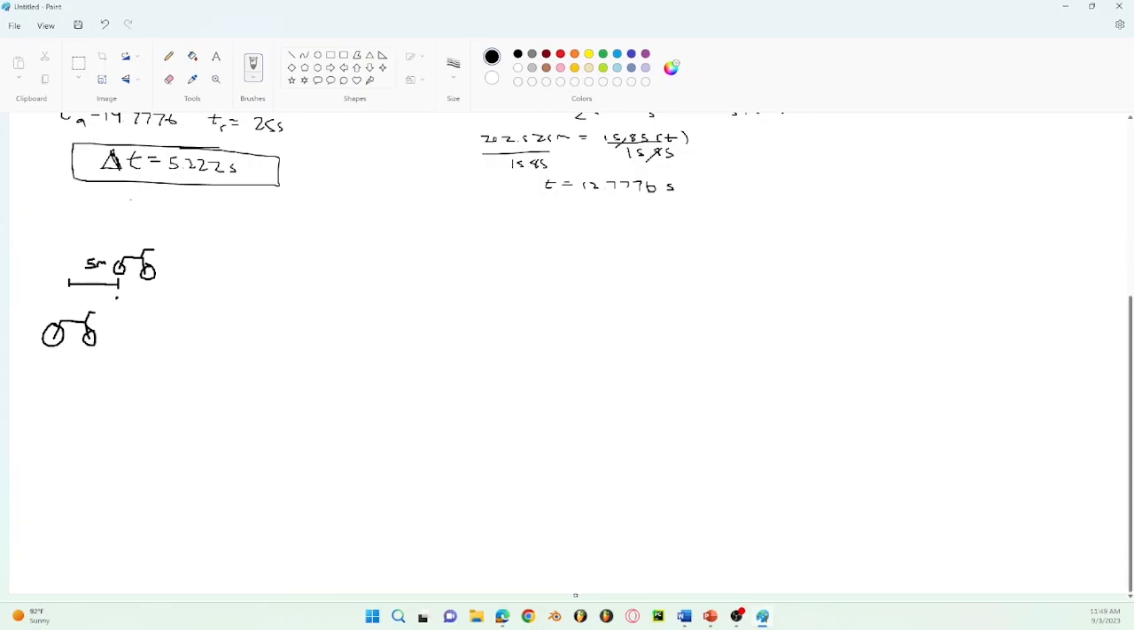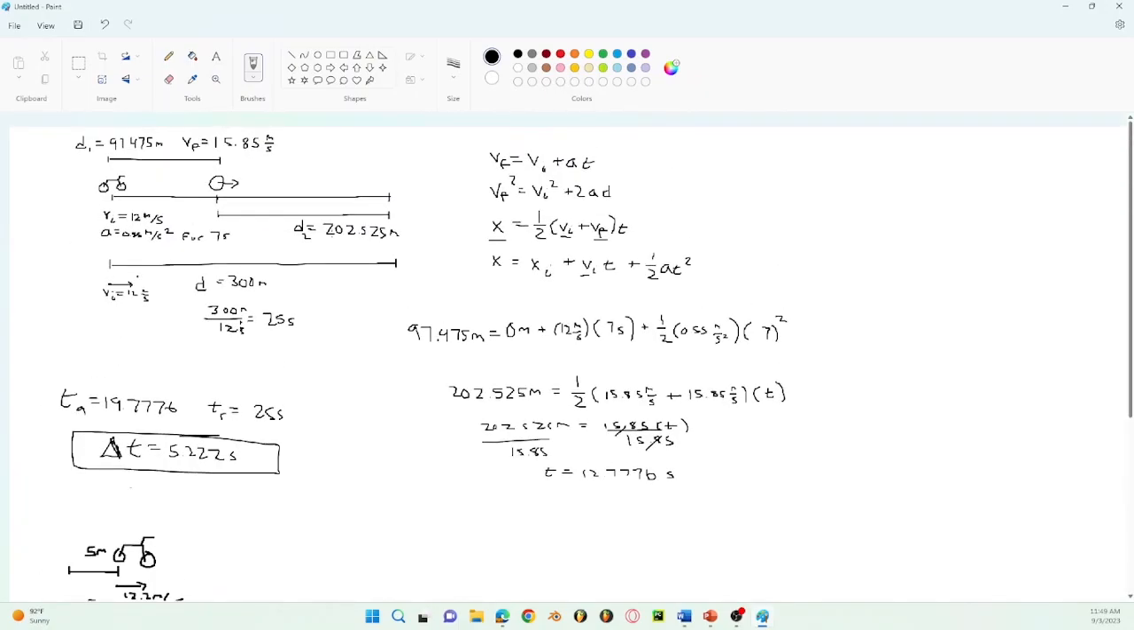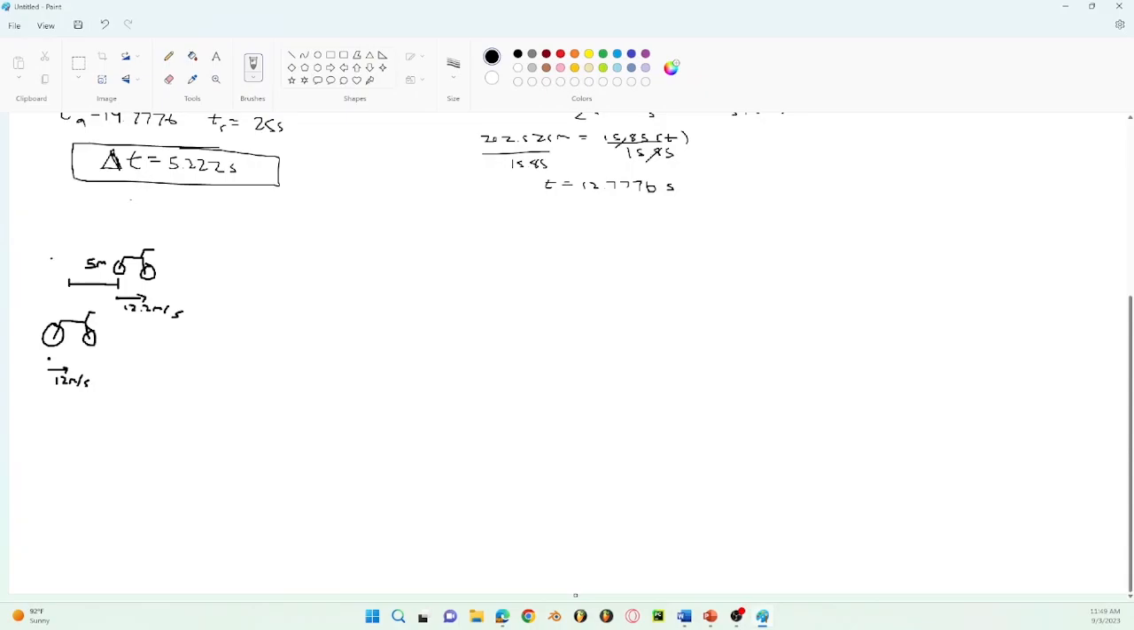And this person is traveling at an initial velocity of 12.2 meters per second. And this person we know is traveling at an initial velocity of 12 meters per second, plus their acceleration and whatnot. So we'll take on some data that we acquired here in order to find out the difference in the distances between them. We need to calculate where they are at the point that this person finishes.